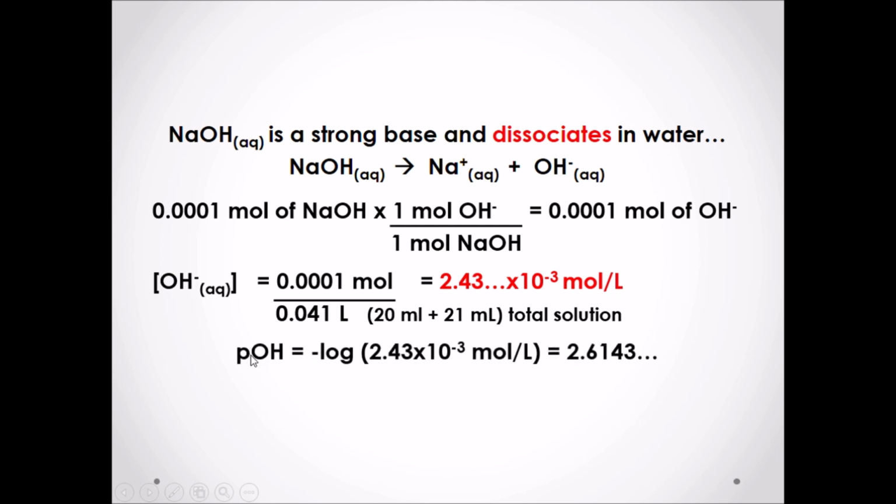We can then find the pOH, which is equal to the negative log of the concentration of hydroxide. That gives us a value of 2.6143... We can then find the pH by taking 14 minus the pOH. That gives us a pH of 11.39. That is 2 significant digits and our final answer, because we started with 2 significant digits going into the calculation.